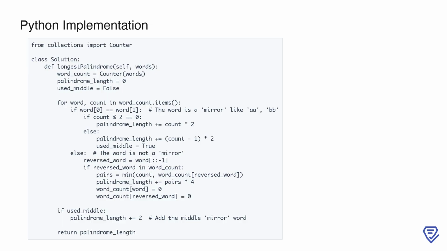Words are divided into two categories. 1. Mirror words. These are words like AA, BB, where both characters are identical. If the count of such words is even, all of them can be used to contribute to the palindrome.